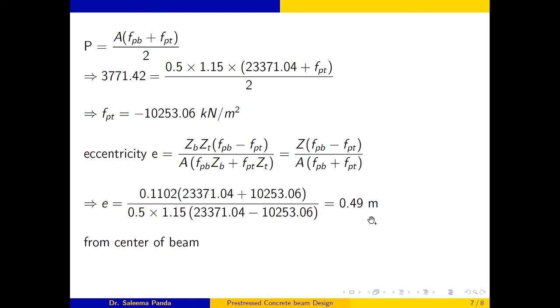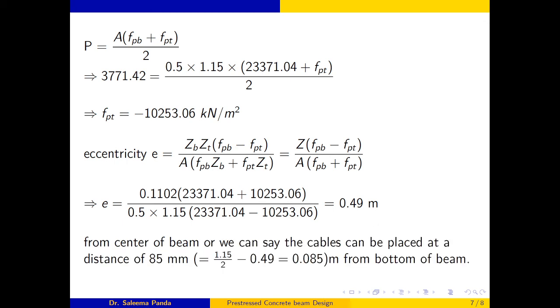So this is from the center of the beam. Or we can say that cables can be placed at a distance of 85 mm from the bottom of the beam.